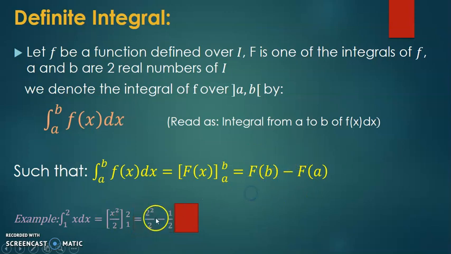So first I'll be replacing x by 2, so you'll get 2 squared over 2 minus the integral evaluated at 1, the lower bound, so it'll be 1 squared over 2. This will give you 3 over 2. So notice that the definite integral will always give you a number.